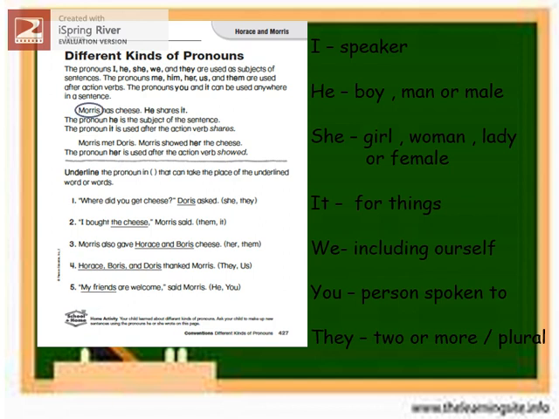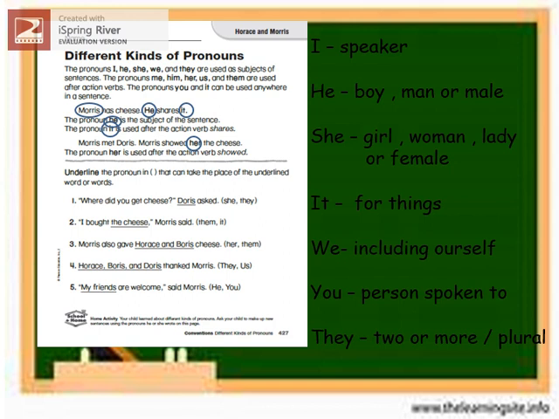Morris has cheese. He shares it. The pronoun he is the subject of the sentence. And the pronoun it is used after the action verb shares. Morris met Doris. Morris showed her the cheese. The pronoun her is used after the action verb showed.